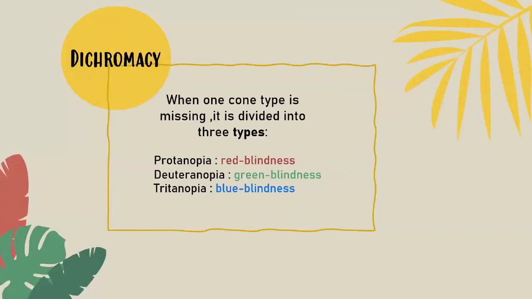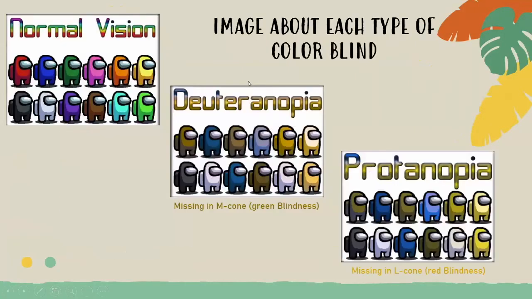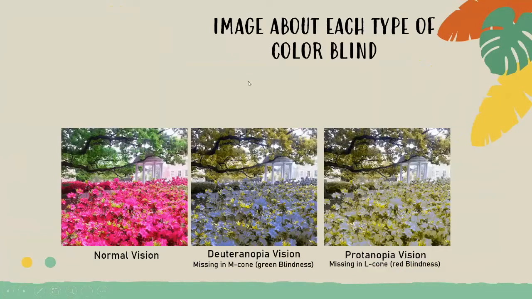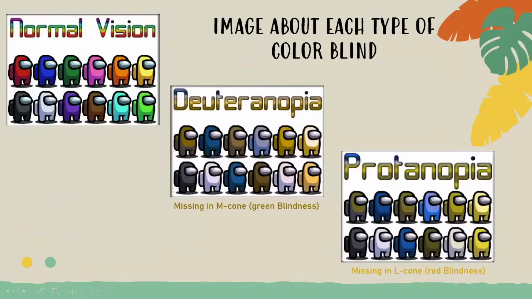As I said before, in our research we will focus on dichromacy, and especially on protanopia and deuteranopia, which are red-green blindness. This is an example of how a normal vision sees. They see a colorful image, while in the condition of deuteranopia and protanopia, which is red-green color blindness, they don't perceive the same colors. Also, we have another example, which is the Among Us game.